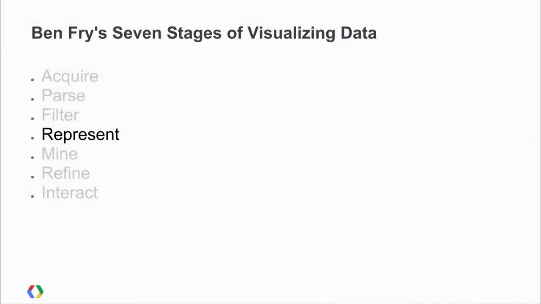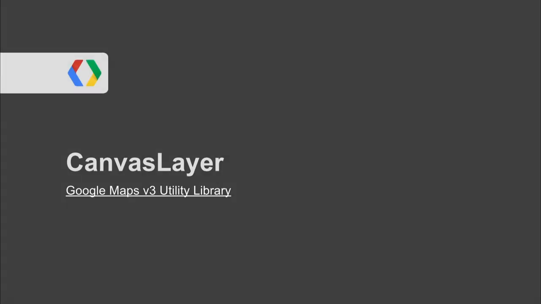So let's talk about representations. Finding a representation. This is something that's part of my personal process: finding something on screen as quickly as possible, so that I can get a look at the data and see what's going on. So a year ago at I/O, I released a library called Canvas Layer. It's in the Google Maps utility library. If you just look for Canvas Layer, one word, it's usually in the top hits.